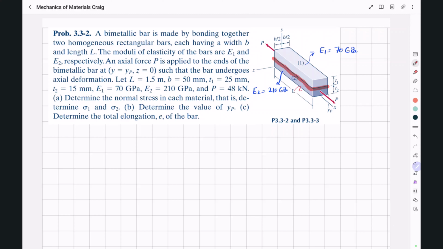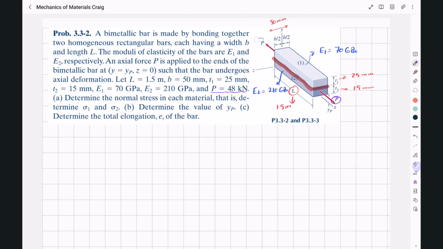The length of the bar is given to us, which is 1.5 meters. The width of the bar is also given to us, which is 50 millimeters. The thickness of bar number 1 is 25 millimeters. And for the second one, it's 15 millimeters. An axial force P with a magnitude of 48 kilonewton is applied to the ends of the bar.